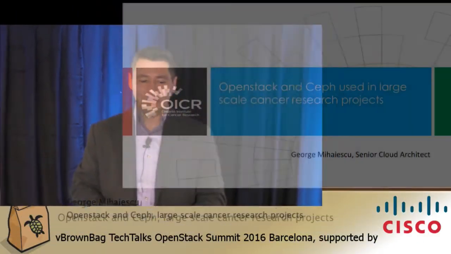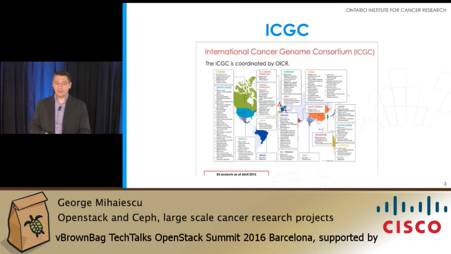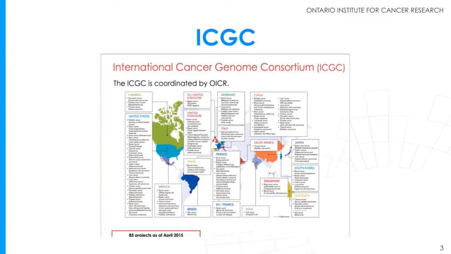I'm a cloud architect with Ontario Institute for Cancer Research in Canada, and I'm going to be talking today about Cancer Genome Collaboratory. OICR, or Ontario Institute for Cancer Research, is the largest cancer research institute in Canada. It's one of the largest in the world. Located in Toronto, it supports about 1,700 researchers, and it also hosts the secretariat for the ICGC, which is the International Cancer Genome Consortium, which is a voluntary organization created with the goal of collecting 500 normal tumor samples from the 50 most common types of cancer.